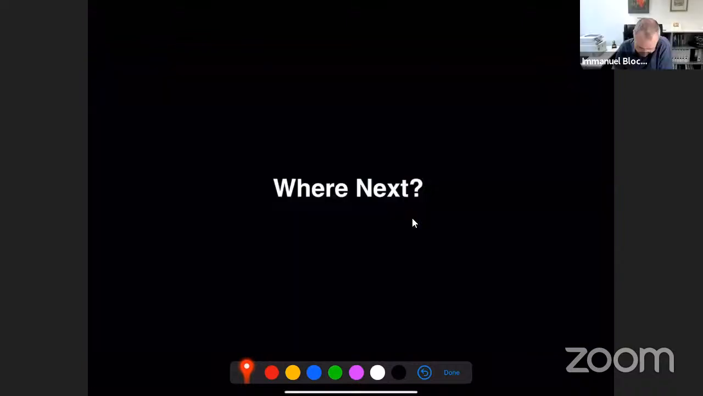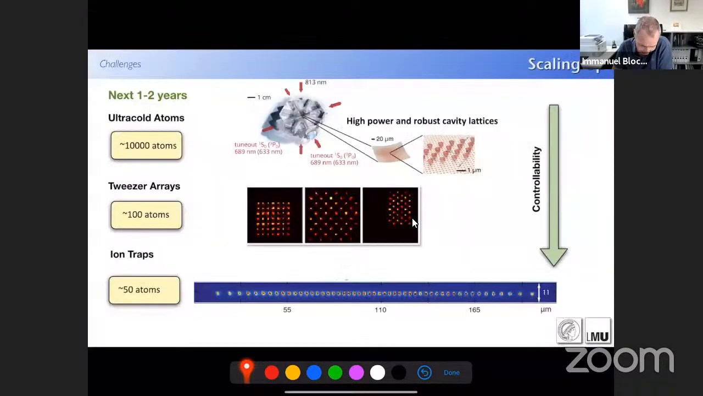Okay, yeah, let me just wrap up and say where next. You've heard these beautiful experiments on ion traps, on tweezer arrays, on ultracold atoms, and I think they all have their pros and cons. Clearly, the lattice systems are really nice. They allow us to make large systems, degenerate systems, but all of this is very much moving together. As you also saw in the talk of Adam, all of these fields are moving very close to each other.